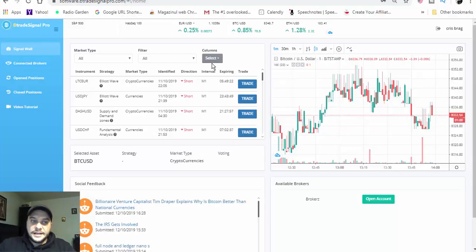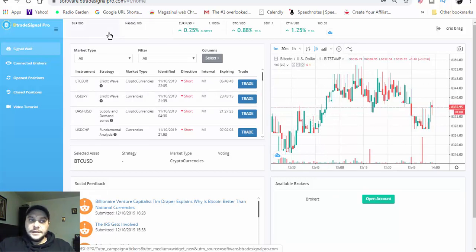Alright. So we are inside my Btrade Signal Pro trading software dashboard. For those of you who don't know what Btrade Signal Pro is, it's a semi-automated trading software. That means at the click of a button, it will place a trade into your broker account. And this is the area where the signals are shown.